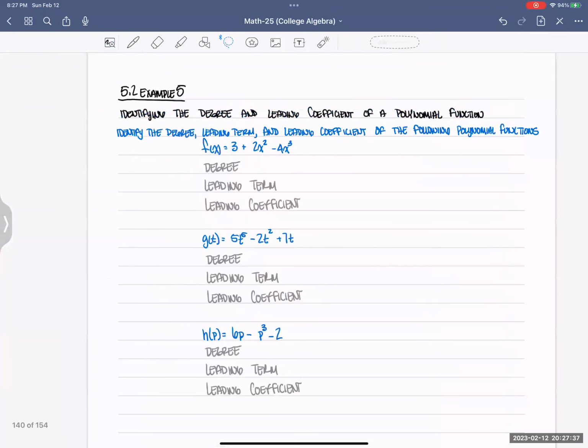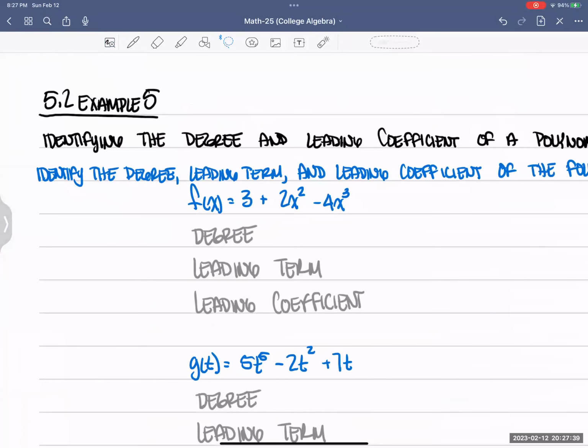All right, so starting with f of x, degree, leading term, leading coefficient. We could actually start by identifying the leading term. From there, that's going to help us figure out the degree and also the leading coefficient. So let's start with the leading term first. The leading term is the term with the highest degree variable. So 3x to the power 0, and next, x to the power 2.